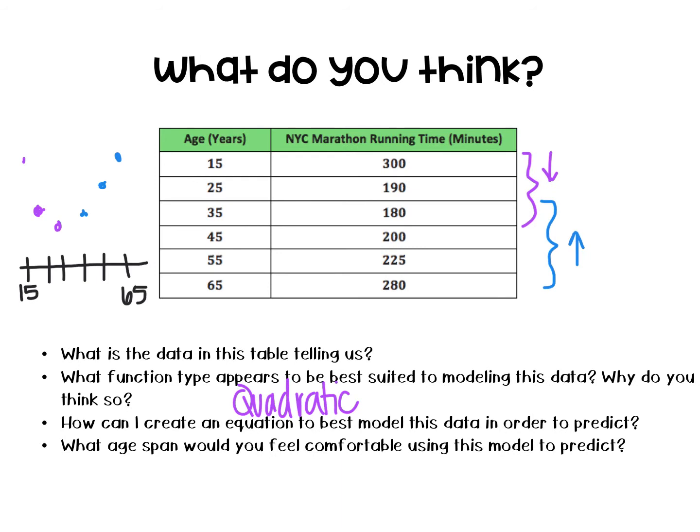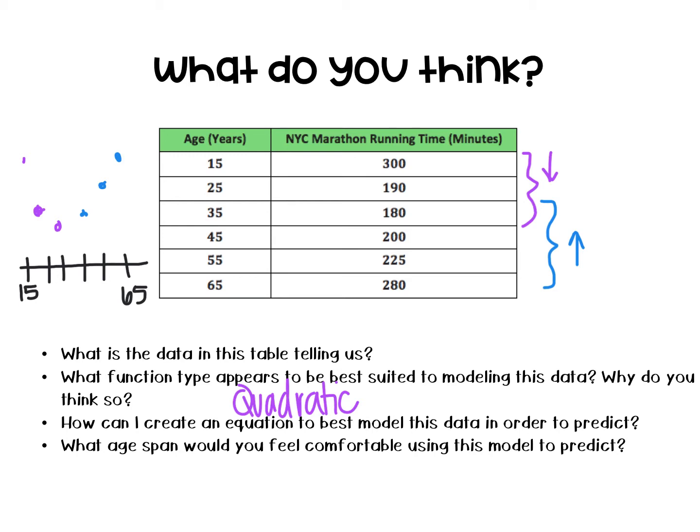Well, hopefully you were able to come up with quadratic, because as we think about it, as the age increases, so as the years get bigger, it's decreasing and then it's increasing. So that's going to look like a quadratic. So how could I create an equation to best model this data? So hopefully you're thinking, I need my calculator, because that is the best way to do it.